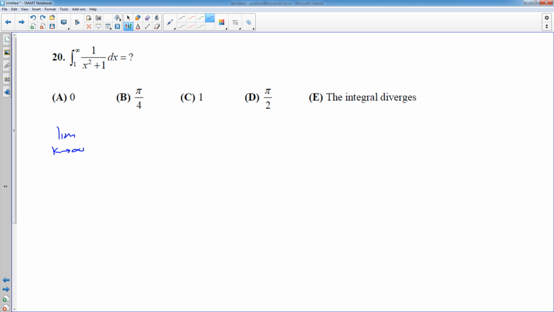k is going to approach infinity, antiderivative from 1 to k of 1 over x squared plus 1. This should be an easy antiderivative because you should recognize that as the inverse tangent of x from 1 to k. So that would be the inverse tangent or the arctangent of k minus the arctangent of 1.